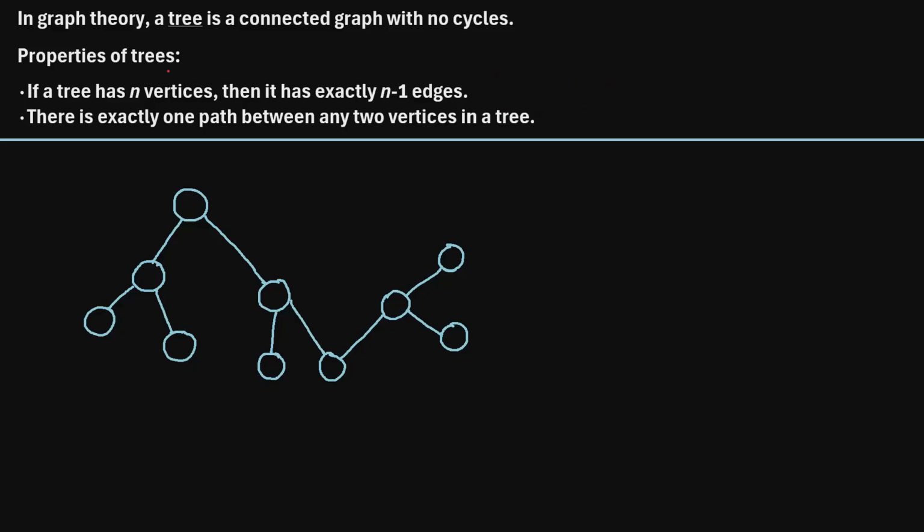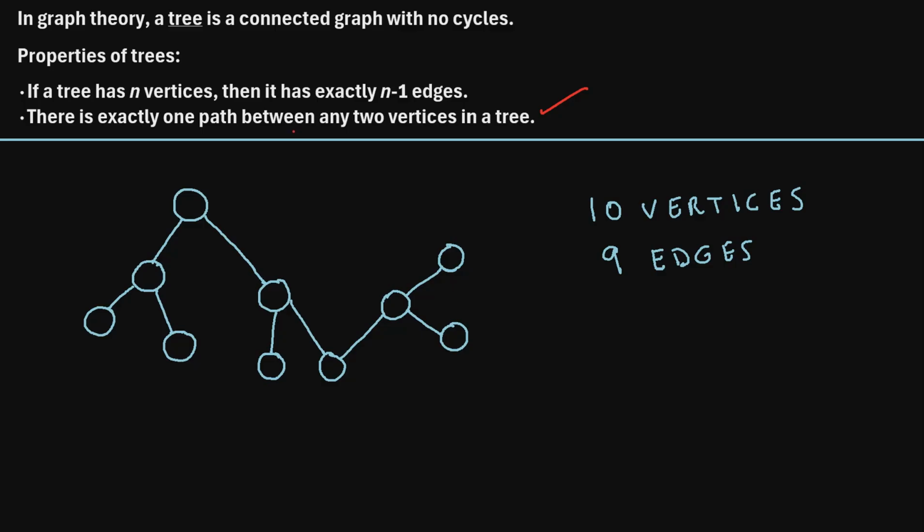So the first property is that if the tree has n vertices, it must have n minus 1 edges. So if we count the total number of vertices, or sometimes they're called nodes, we'll find that this graph has 10 total vertices. And we'll also find that if we count the total number of edges in this graph, there are 9 total edges, which is indeed one less than the total number of vertices.